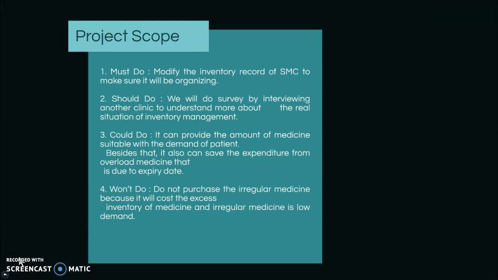Project scope. First, must do is to modify the inventory record of SMC to make sure it is organized. Second, should do is we will do a survey by interviewing other clinics to understand more about the real situation of inventory management. Third, could do is provide the amount of medicine suitable for the demand of patients. Besides that, it can also save the expenditure from overloaded medicine due to expiry date. And lastly, will not do is purchase irregular medicine because it will cause excess inventory of medicine, and irregular medicine is low demand.